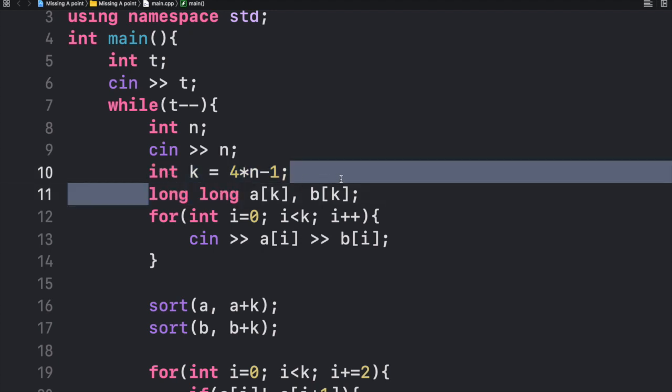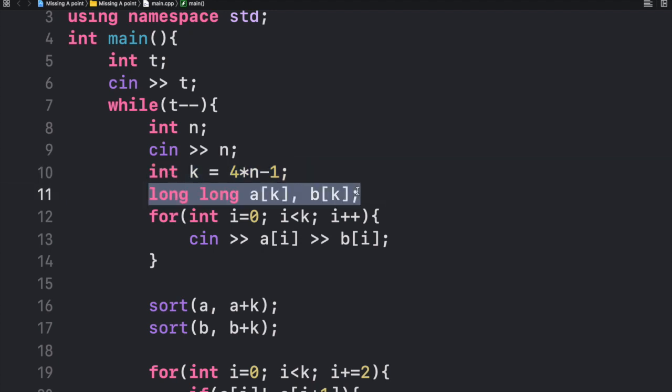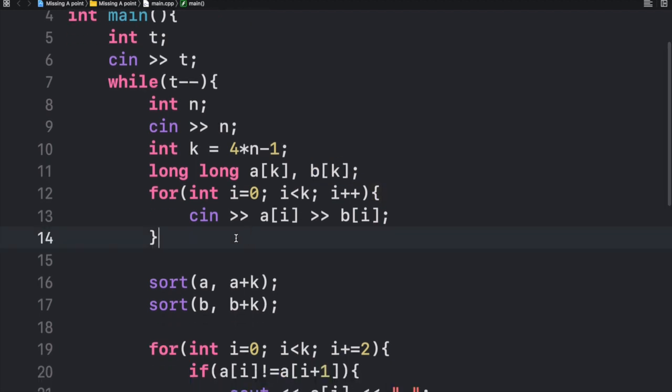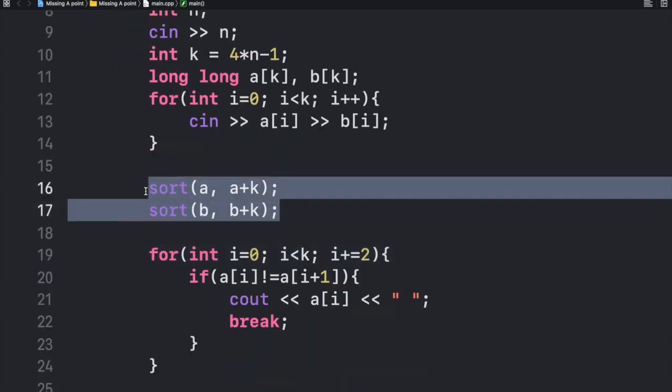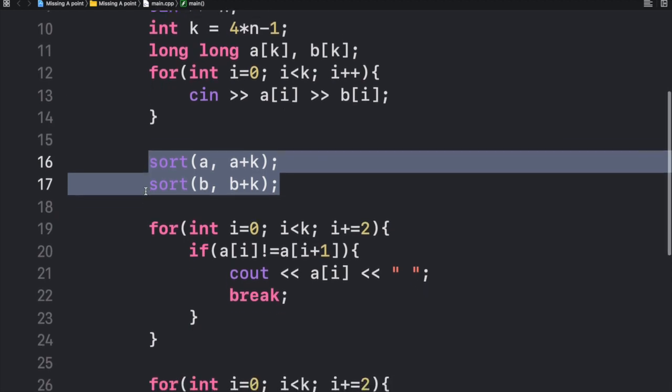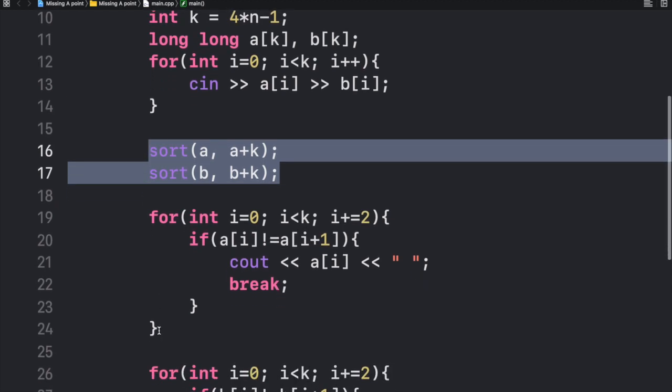Then we can create 2 long arrays. One for the x-coordinates, which I've written with the variable name a, and one for the y-coordinates, which I've written with the variable name b. Then, in our for loop, we can take in the input. From i equal to 0 to i equal to k, we input the x-coordinate, then the y-coordinate. Then we go over to these 2 lines of code and sort both the x and y coordinates. This is mostly for convenience and will help us code the rest much more easily.